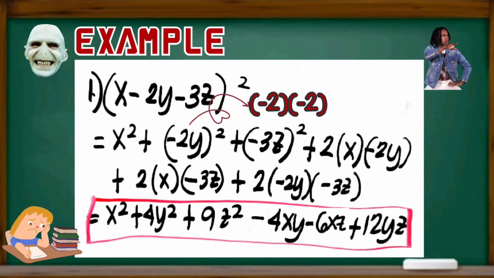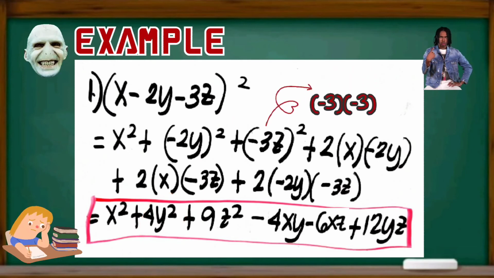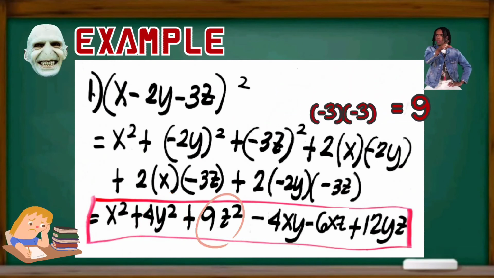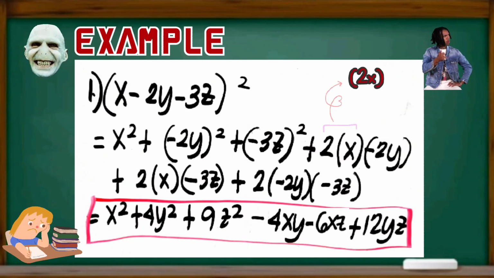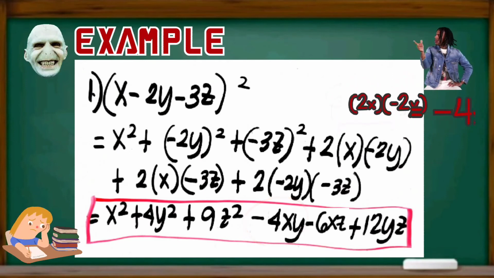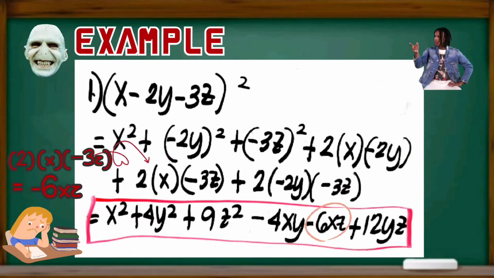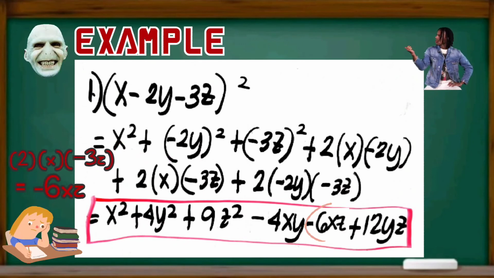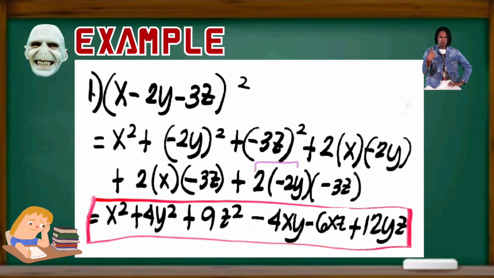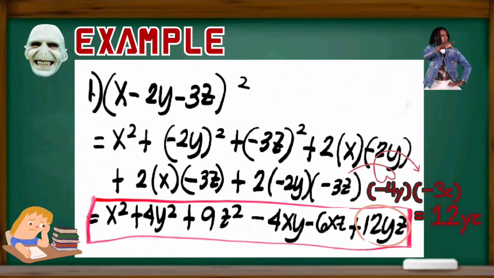Negative 2 times negative 2 is positive 4y squared. Negative 3 times negative 3 is positive 9z squared. 2 times x is 2x times negative 2y is equivalent to negative 4xy plus 2 times x times 3z is equivalent to negative 6xz plus 2 times negative 2y is negative 4y times negative 3z is equivalent to positive 12yz.